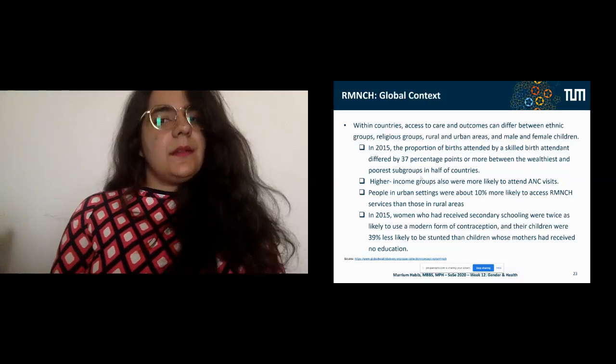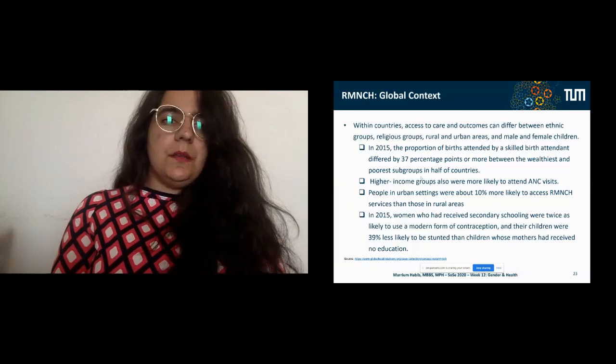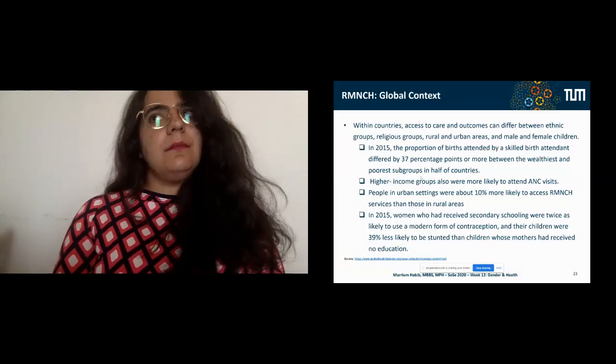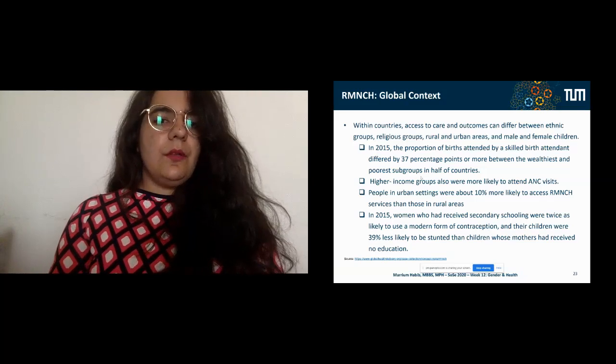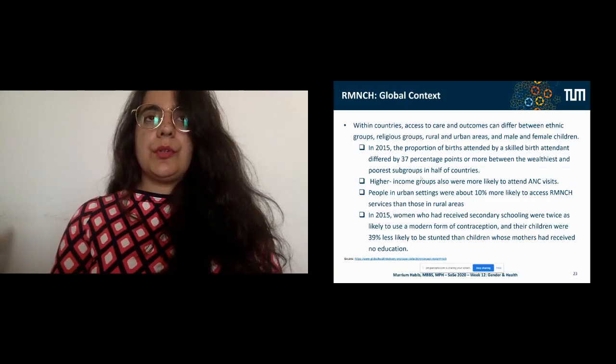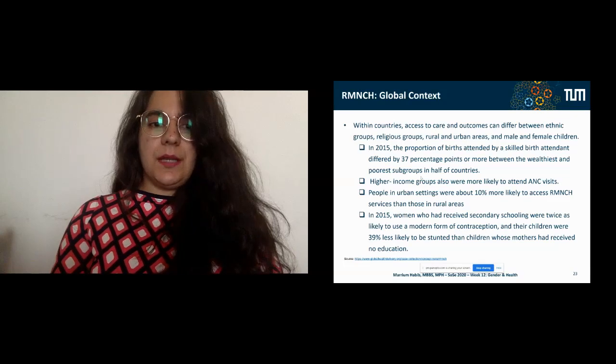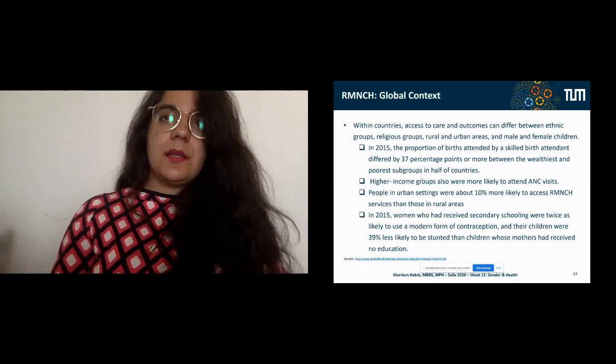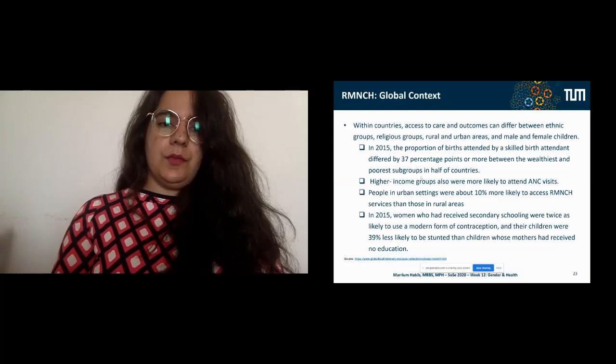Within countries, access to care and outcomes can be different between different ethnic groups, religious groups, rural and urban areas, and of course, male and female children. For example, in 2015, the proportion of births attended by a skilled birth attendant differed by 37 percentage points or more between the wealthiest and the poorest subgroups in half of the countries.